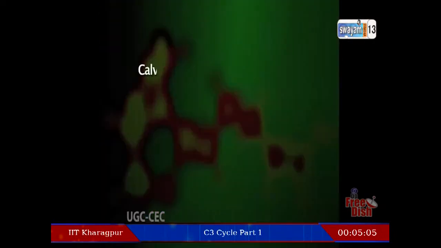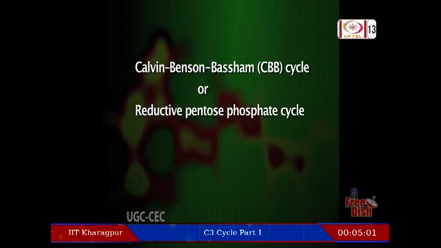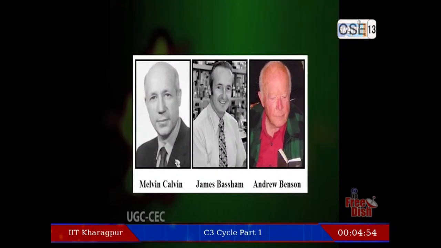The Calvin cycle is also known as the Calvin-Benson-Bassham cycle or reductive pentose phosphate cycle or C3 cycle. This cycle was discovered by Melvin Calvin. It involves a series of biochemical redox reactions that take place in the stroma of chloroplasts in photosynthetic organisms.